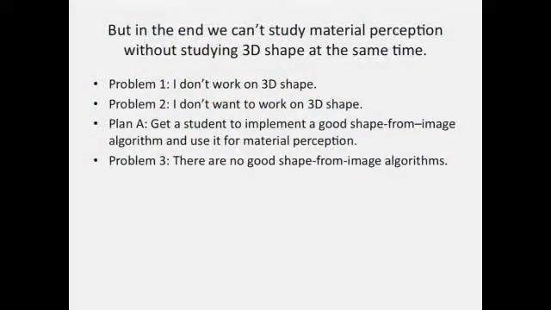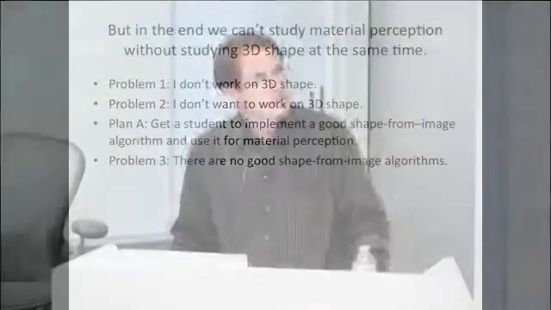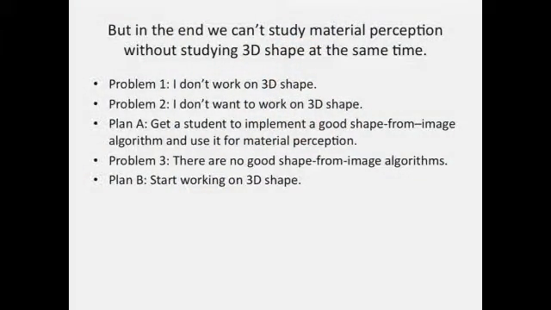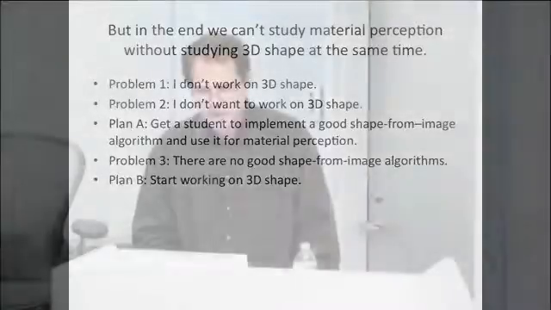So, well, I'm a professor at MIT, and so the great thing is you can get a student and say, go implement some shape algorithms, like shape from shading, and we'll take the output of the shape algorithm and we'll use it in our material perception. And so I don't have to learn how to do shape. I can just build on these foundations other people have established. Well, it turns out, to my surprise, that there are no good shape from image algorithms. That is, in spite of what you might have heard. So I've switched to plan B, which is to start working on 3D shape.